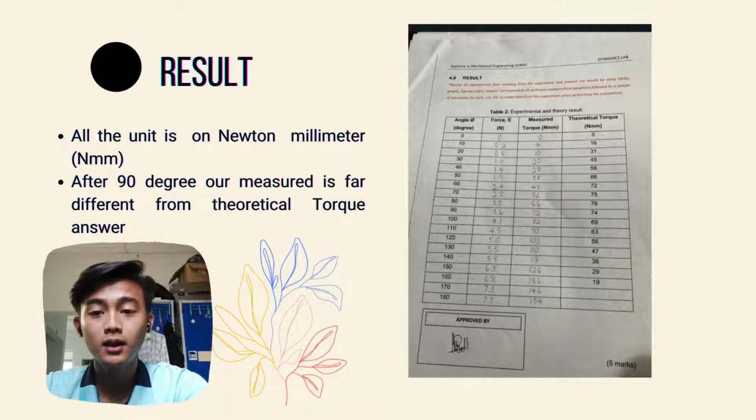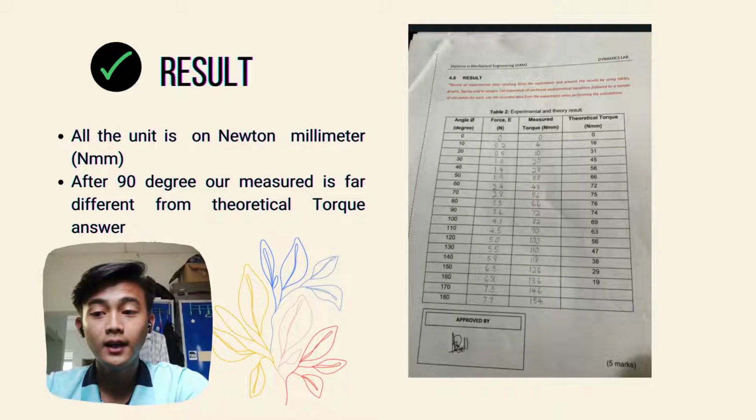90 Newton millimeter. At 120 degree, the force is equal to 5.0 Newton, and the measured torque is equal to 100 Newton millimeter. At 130, the force that we get is equal to 5.5 Newton, and the measured torque is equal to 110 Newton millimeter. At 140 degree, the force is equal to 5.9, and the measured torque is equal to 118 Newton millimeter.